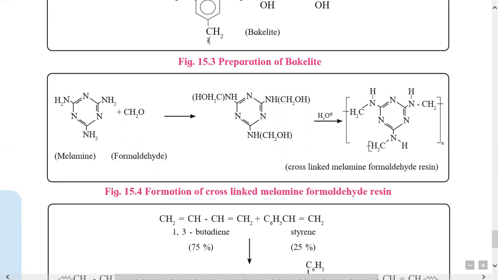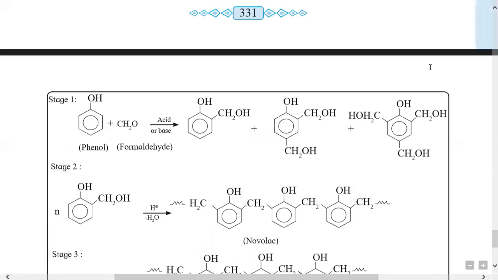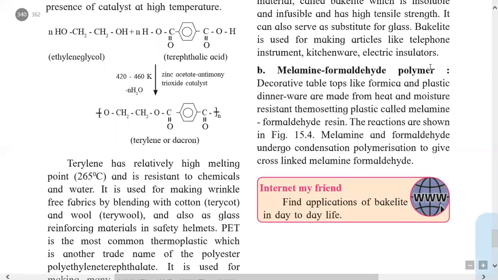Then formaldehyde, it is CH2O, meaning HC double bond O. This is formaldehyde. Here this NH2 group gets bonded to the formaldehyde group, and is converted into NHCH2OH at 3 positions, and then in the presence of H3O plus we get NHCH2, NHCH2 and NHCH2 groups. So this type of cross-linked melamine formaldehyde resin is formed, and this is the preparation of melamine formaldehyde polymer.